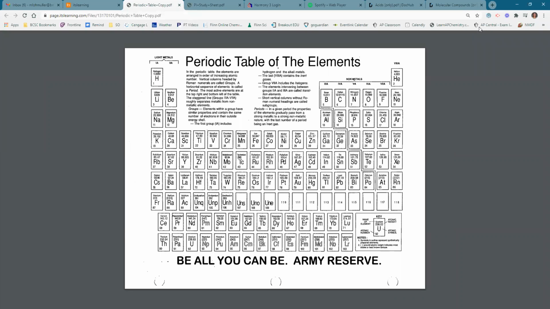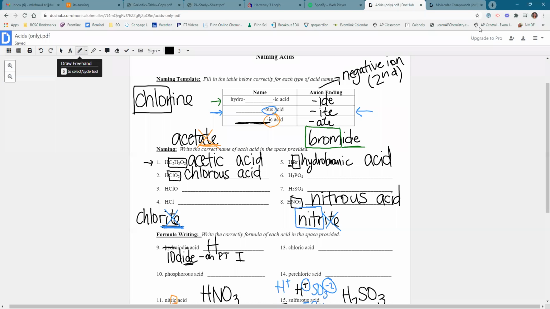So on the periodic table, iodine is in 7A, which I don't have written on this one, but 7A means that it will have a -1 charge. You should have that written down on yours. So for the hydroiodic acid, we're taking the H plus with the I -1. So the answer is just going to be HI because it's a +1 -1 charge.